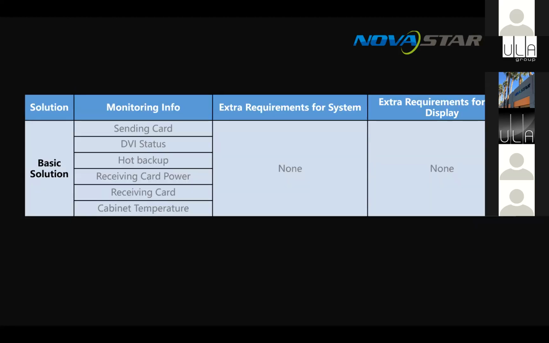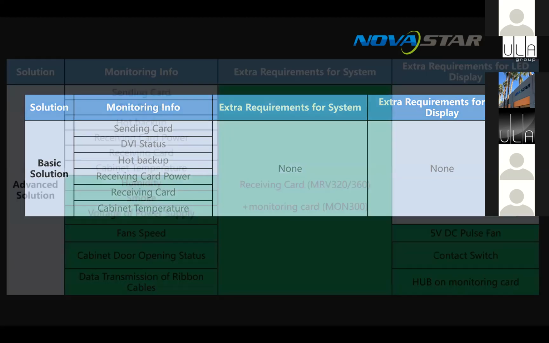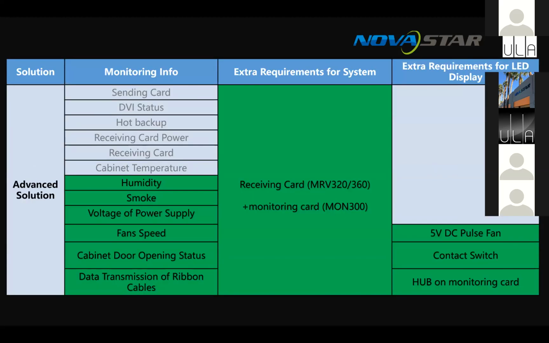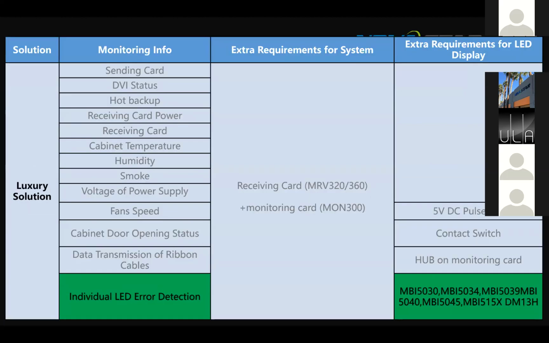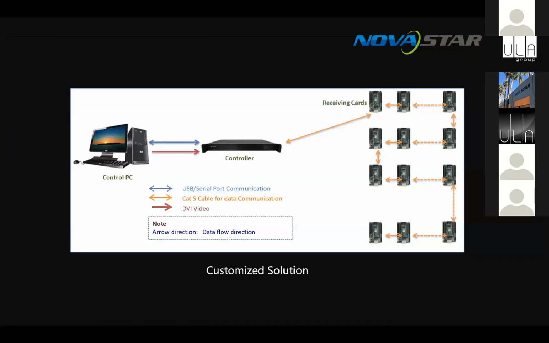As I said, you get the basic solution with every receiver card. The advanced solution, you're going to get some humidity and a few extra bits and pieces. And then if you go with individual error detection, as I said, you need some special type of ICs in your modules that feed back to your monitoring card. There are also other customized solutions that can be worked out with your manufacturer, but normally they're the standard things that you get there. So only some might have it.